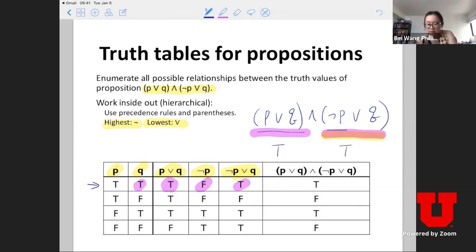And now, in order to get the truth value for the entire proposition, I have true and true. Therefore, I have true. Later on in the practice problem, we're going to do more of those exercises. But similarly, you can fill the truth table for the remaining columns, starting from the setting of the first two columns. Okay.